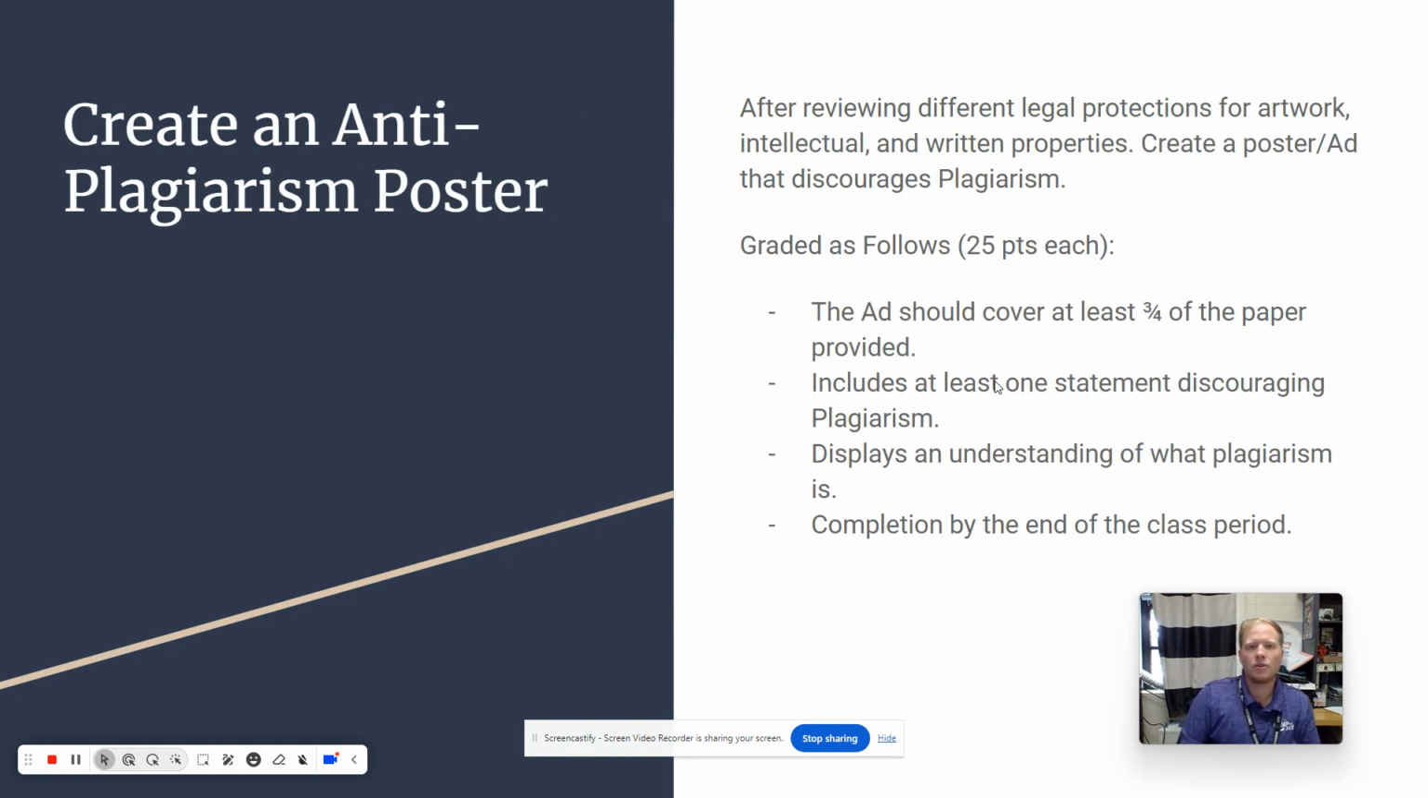Now, after you do that, your final thing, you are going to get a blank piece of paper, and you are going to create an anti-plagiarism poster. All right, the poster should cover at least three-quarters of a page, so you'll just take a blank white piece of paper. I want you to include one statement that discourages plagiarism. It should obviously portray that you know what plagiarism is, and it should be turned in by the end of class. All right, that is your assignment for today.